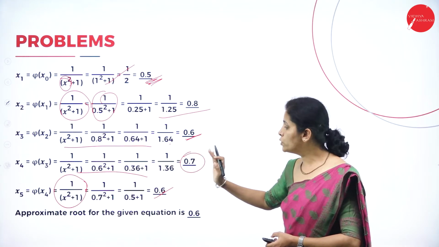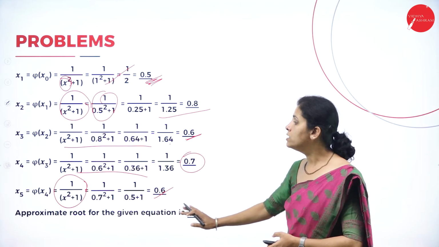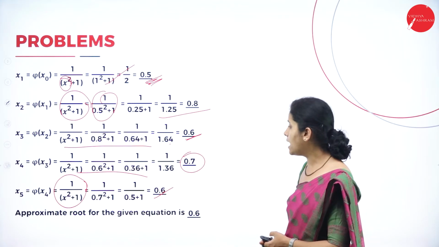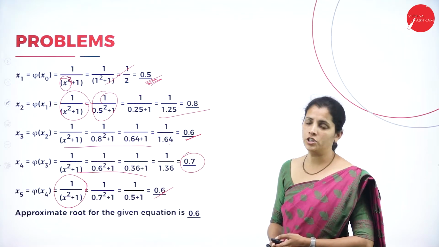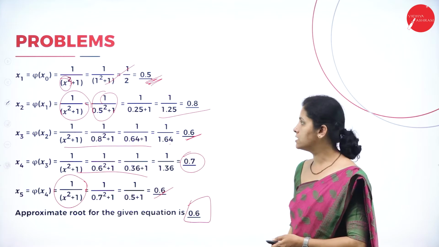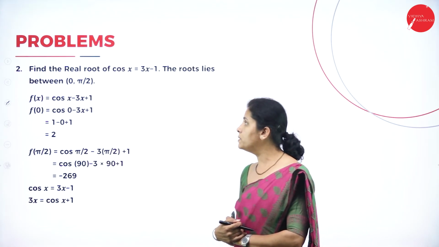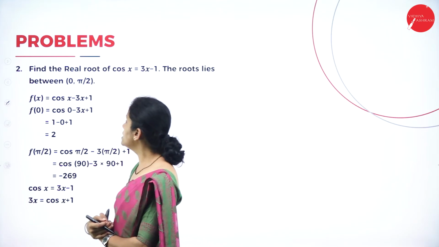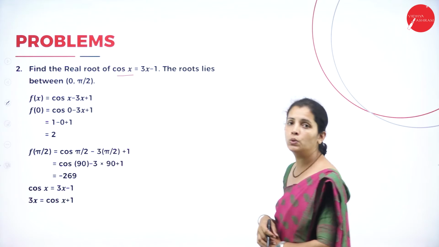So, what I'm going to do? I'm going to stop the iteration and I'm going to write the final answer that the approximate root for the given equation is 0.6.